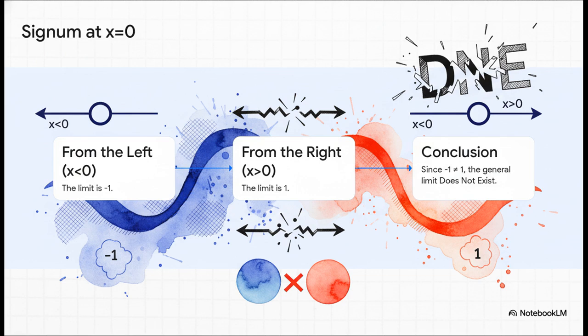It's the same logic. When we approach 0 from the left side, we're using negative numbers, so the function is always cranking out -1. The left-hand limit is -1. But approach from the right with all the positive numbers, and the function is always spitting out 1. The right-hand limit is 1. Once again, a total disagreement. The general limit does not exist.